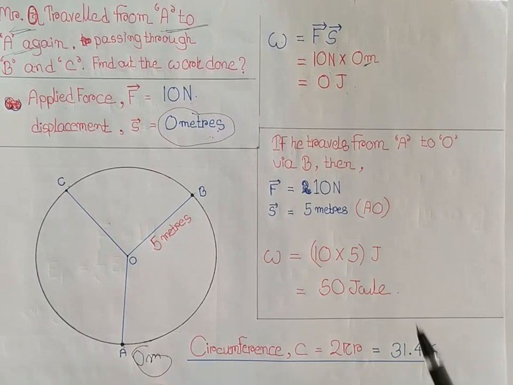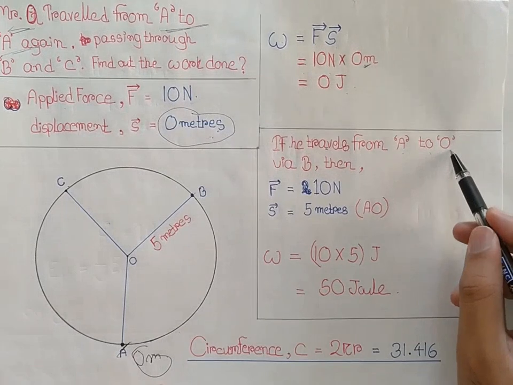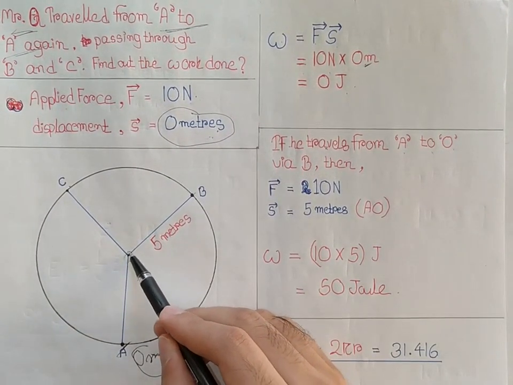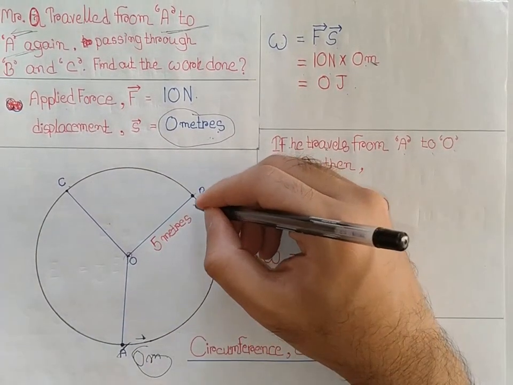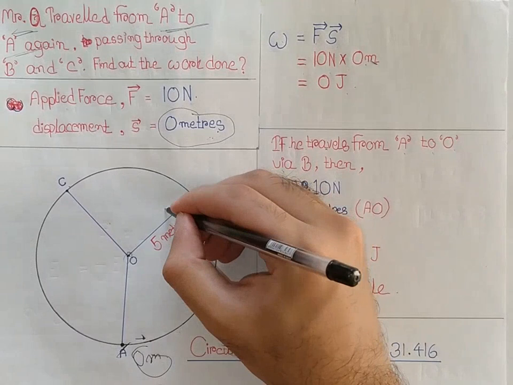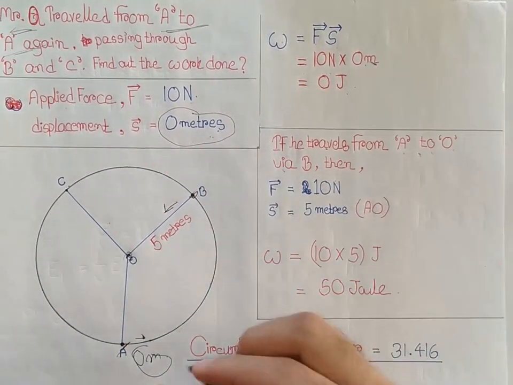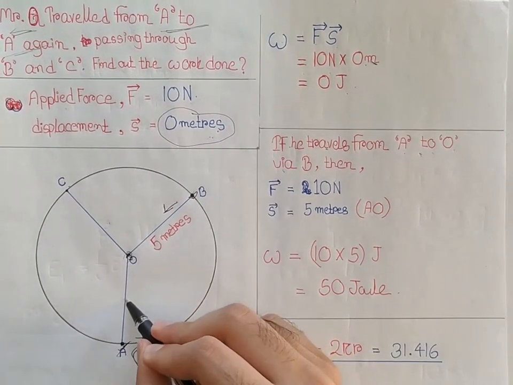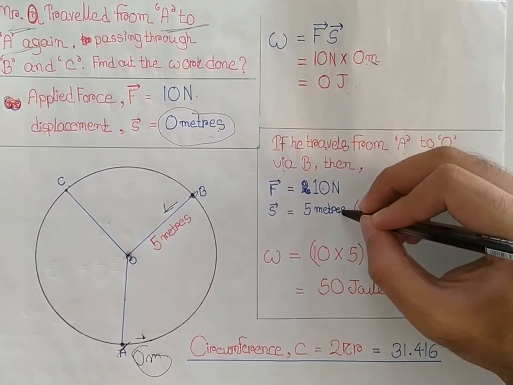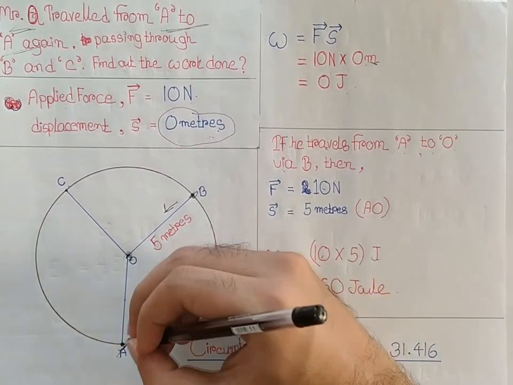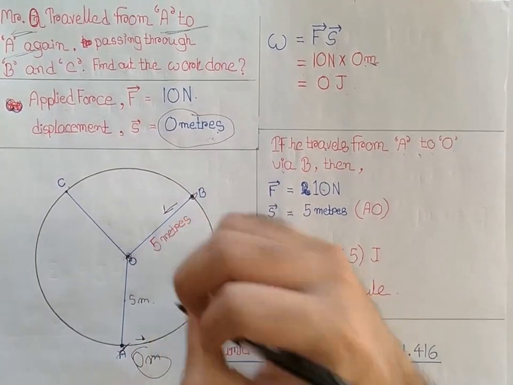Again, in second case, if he travels from A to this center O via B, that means he traveled from A and reached B, then went to O. What is his work done? We know the radius of the circle is 5 meters. So the work done is 10 Newton into 5 meters, 10 into 5 joule, because the direct difference between A and O is 5 meters, the radius of circle.